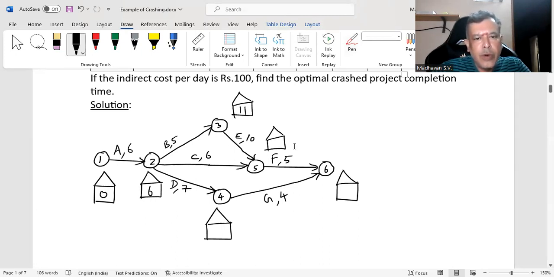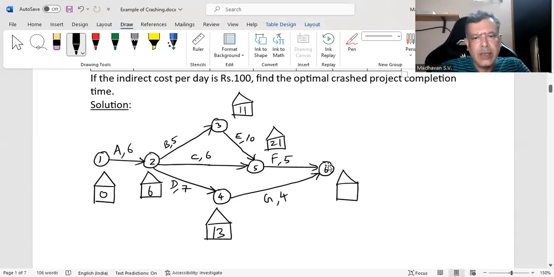Then you go to node 4. At node 4, you check how many arrows are coming to node 4. Only one arrow is coming from node 2. So 6 plus this 7 you add, and then you write 13 here. Then you come to node 5. At node 5, you check how many arrows are coming. There are 2 arrows coming. One is coming from node 2, one is coming from node 3. If I calculate it from node 2, it is 6 plus 6, 12. If I calculate it from node 3, it is 11 plus 10, you get 21. You need to choose the maximum when you do a forward pass calculation. So you consider here 21.